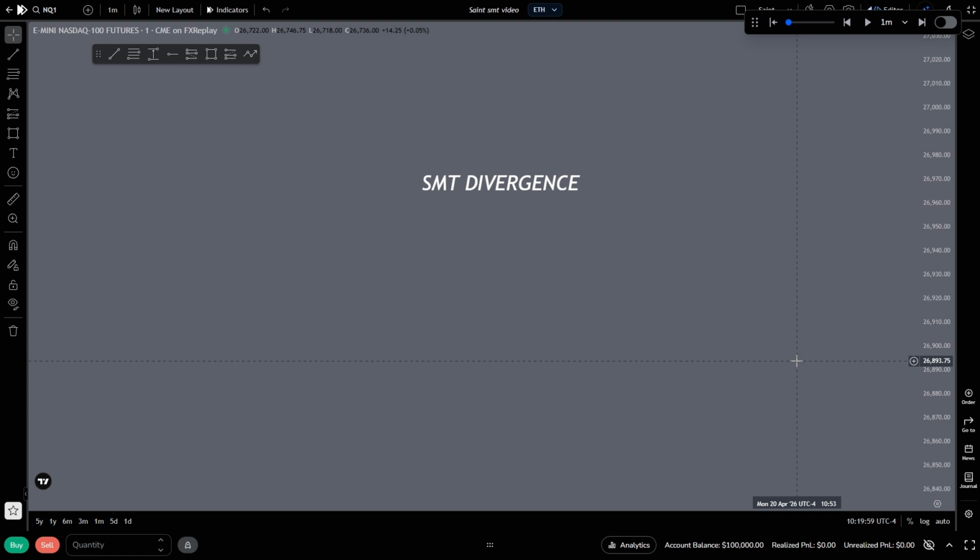And yeah, that's basically how you use SMTs paired with other ICT concepts, and how you can use them as an entry model. If you have any questions, feel free to ask me in the comment section.